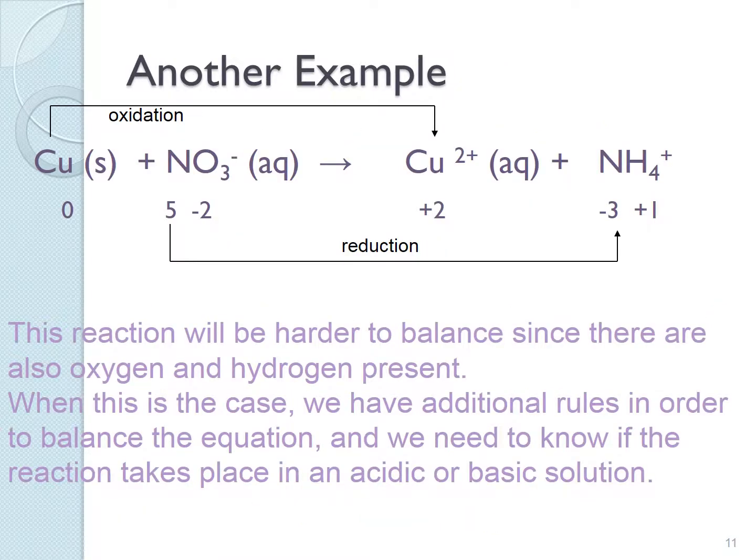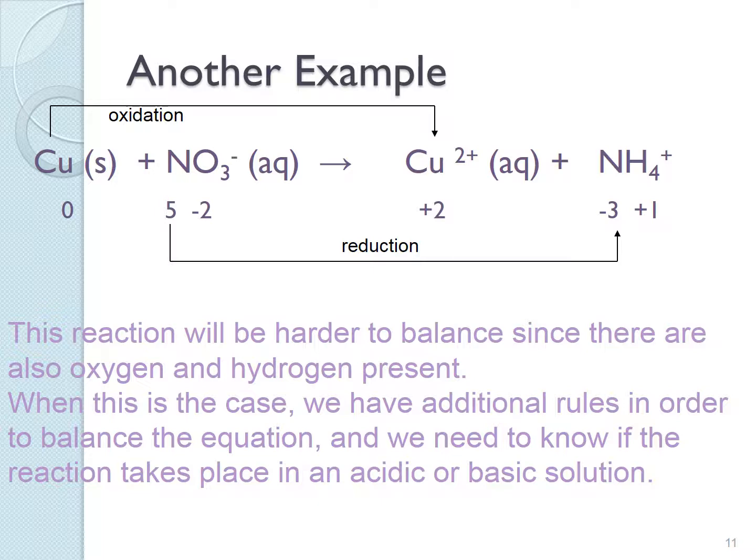All right, so let's look at another example. Copper plus NO3 negative, the nitrate ion, becomes copper 2 plus ion plus NH4 plus ion. So if we first do some inspection and look at oxidation numbers, we can see that copper has a 0 oxidation number on the left because it has no charge.